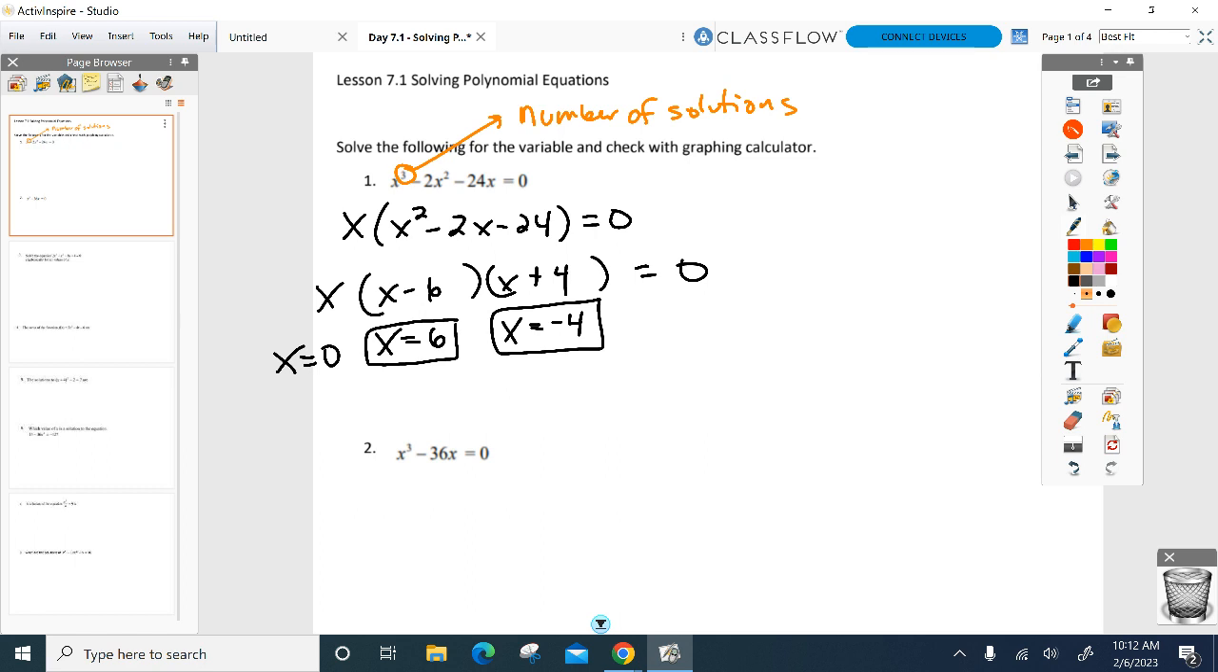But only if it's a variable. Take a look. Let's say instead of an x, Jared decided I took out a 2 instead. Doesn't matter. I can't set 2 equal to 0. That doesn't make any sense. So the only time you set your GCF equal to 0 is if it's a variable. Right? And everyone see our 3 answers now. 0, 6, and negative 4.